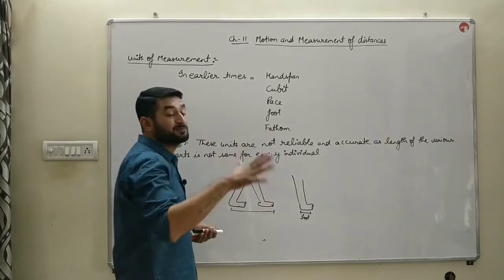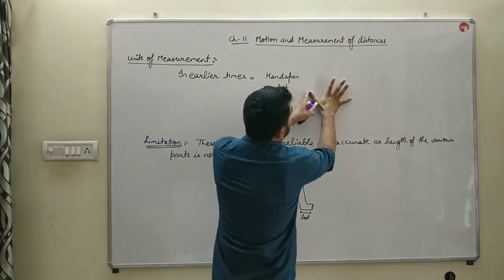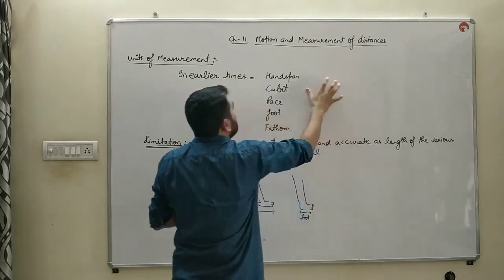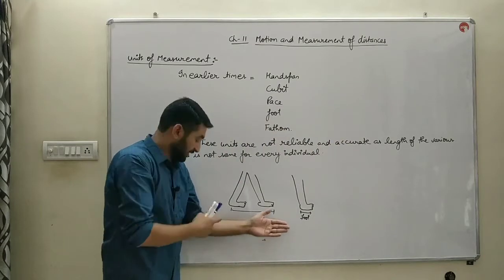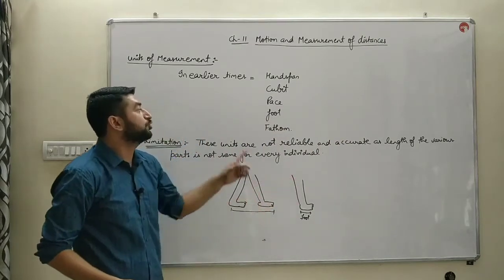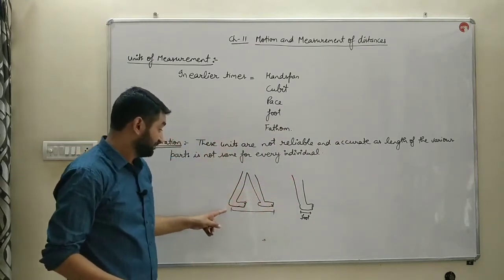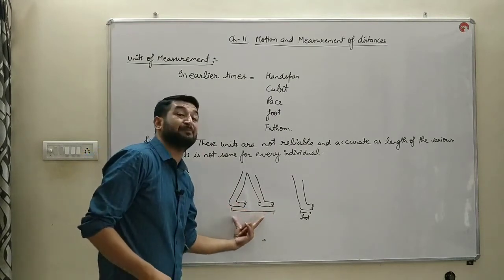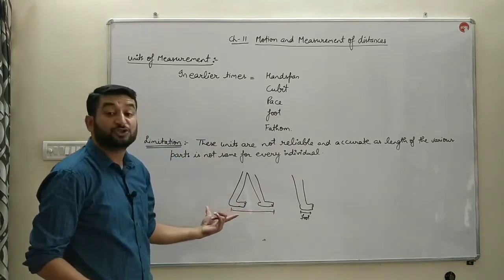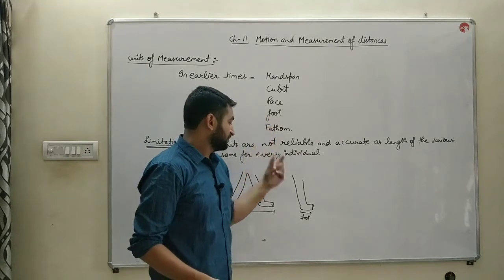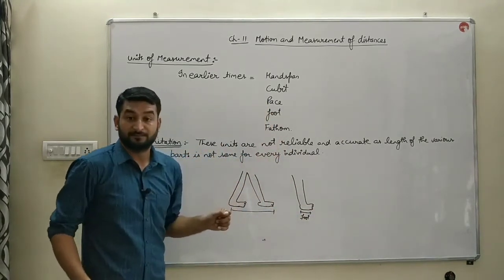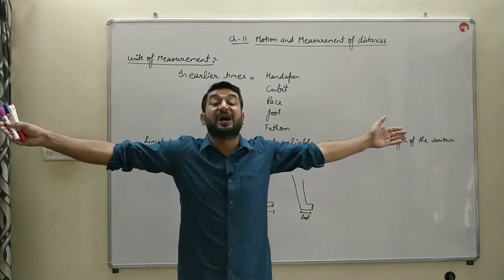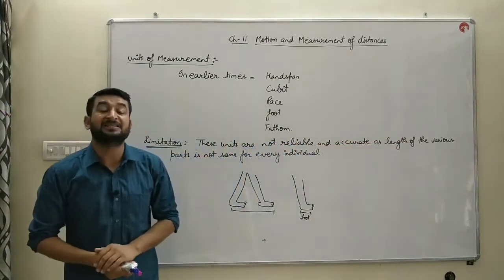The first one is hand span. The length of this tip to this tip is known as hand span. Cubit. The length of the arm till this bend is known as cubit. Next is pace. The distance between one step of a normal person is known as pace. Foot. The length of the foot. Next, fathom. The length of the stretched arms is known as fathom.